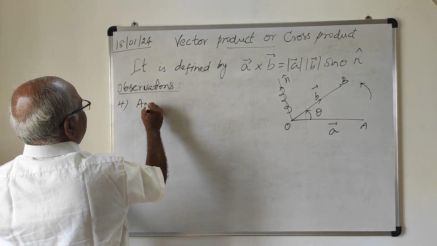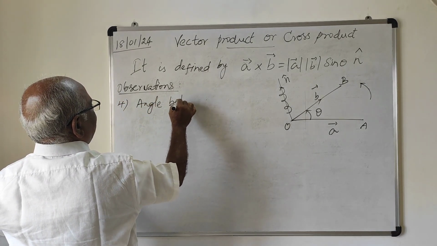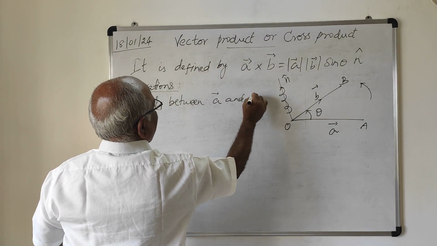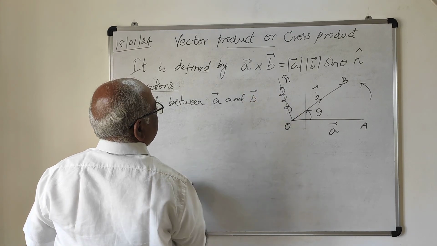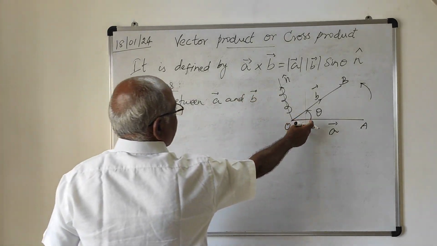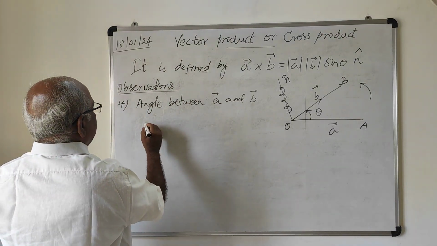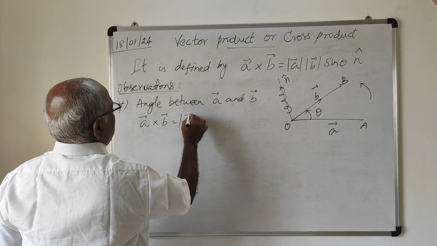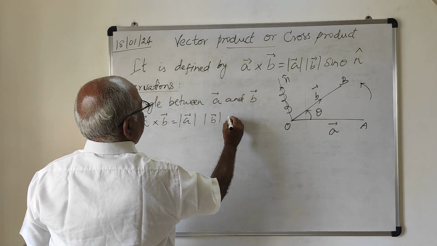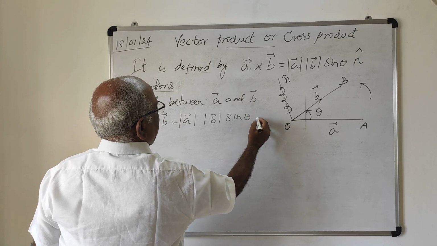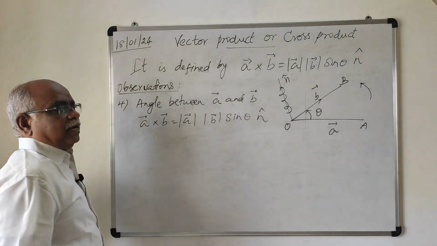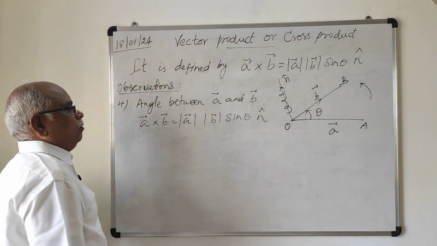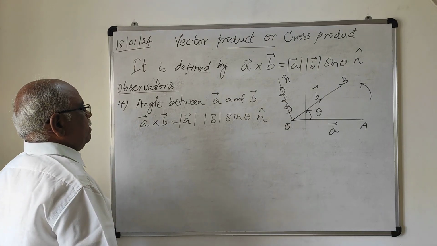Angle between the vectors A and B is theta. How to find the theta? You know A cross B equal to modulus of vector A and modulus of vector B into sin theta into n cap. N cap is the unit vector acting perpendicular to both A and B, in the direction perpendicular to vectors A and B.